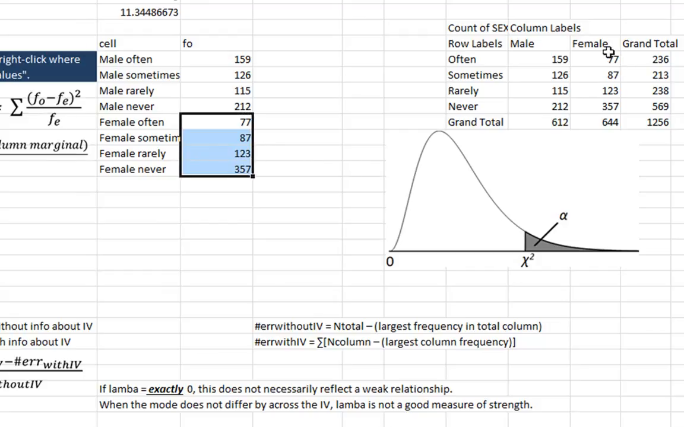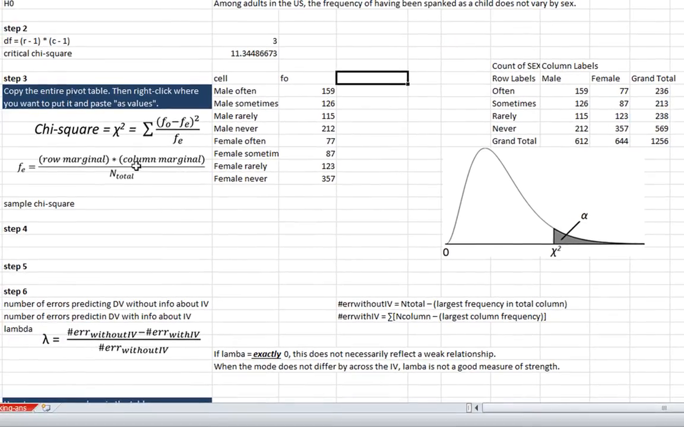So we can see these values are identical. The next step is to calculate what we would expect to find if the rate of spanking did not vary, whether someone was a male or a female. Well, what we would expect to find is the calculation of this number right here, the expected frequency.